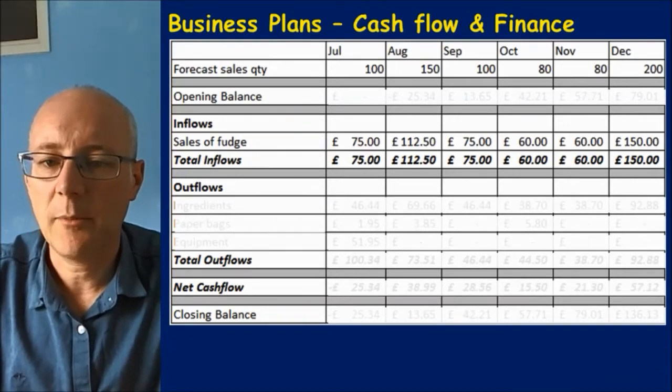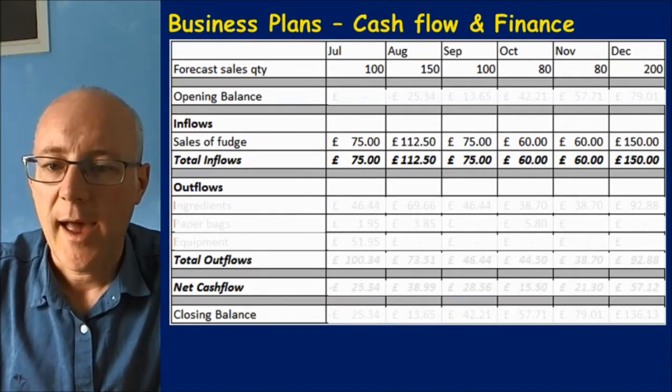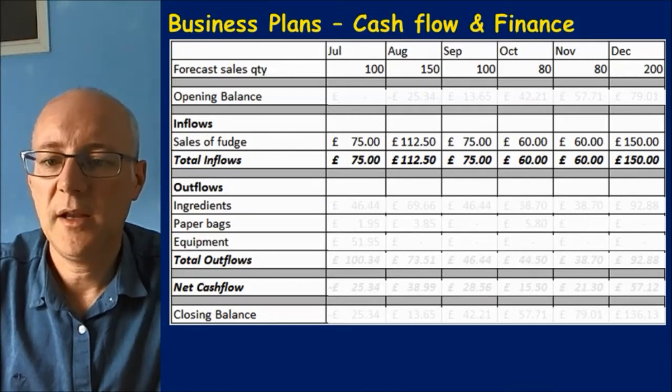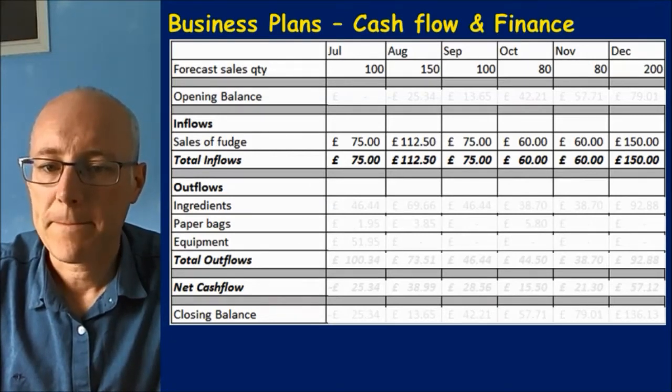Now we need to think about the outflows, and there are 3 different outflows I've got. I've got my ingredients that I need to make the fudge. I've got paper bags to put the fudge in, and I've got the various bits of equipment that I need for making the fudge. So we'll go backwards through those.